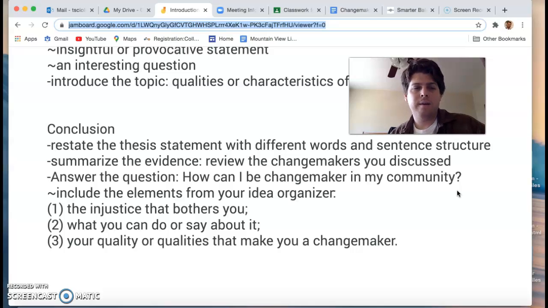And then finally, in that last box, you're going to answer the question, how can I be a changemaker in my community? And then I highly recommend that you pull the ideas that you already have in your idea organizer. Include those elements from the idea organizer. The injustice that bothers you, what can you say or do about it, and then what is your quality or qualities that make you a changemaker?